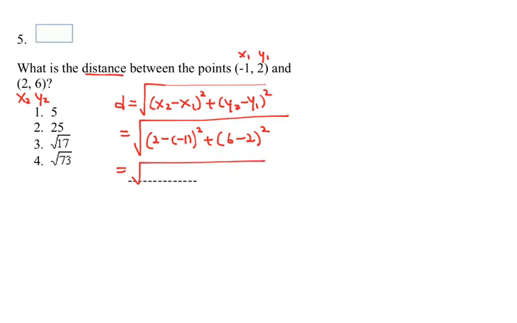Now, here 2 minus negative 1 becomes 3 squared. 6 minus 2 becomes 4, so 4 squared, which continues to the square root of 9 plus 16. We know that to be equal to the square root of 25. But what is the square root of 25? That's right, that's equal to 5. So therefore, choice 1 becomes the answer.